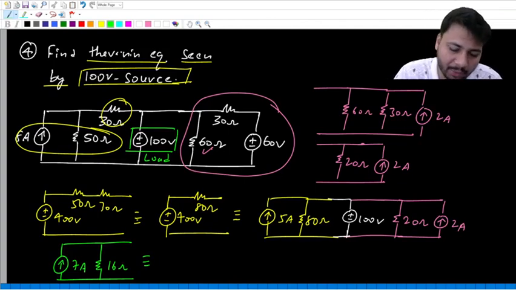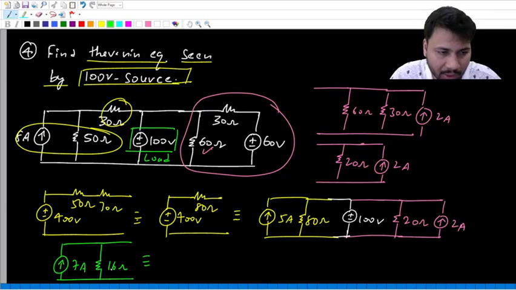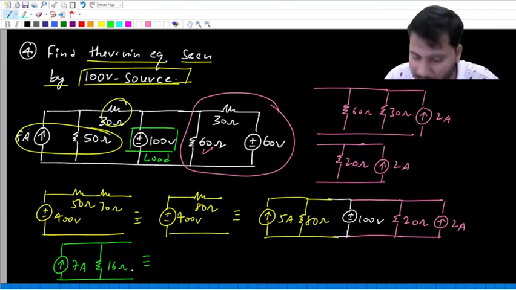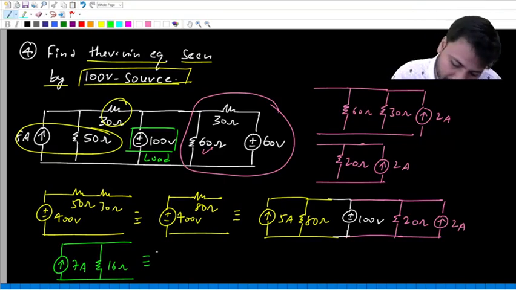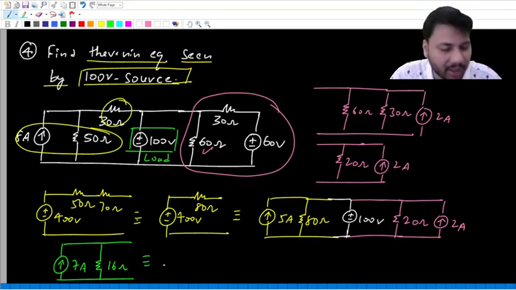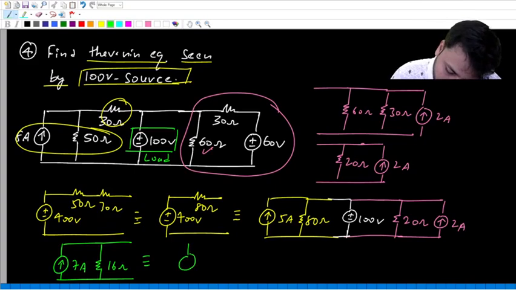A voltage source, because we are required to find the Thevenin equivalent. So what is the 7 ampere in parallel with 16 ohms? It is the Norton equivalent. Yes or no? Single current source in parallel with single resistance, it is the Norton equivalent. Using source transformation, we can get the Thevenin equivalent. I think 16 into 7 is some 112 volts.